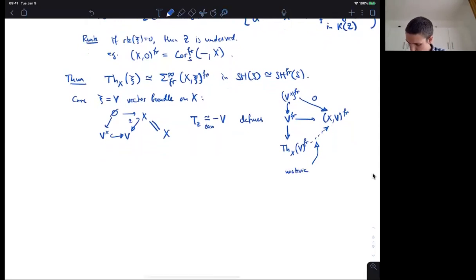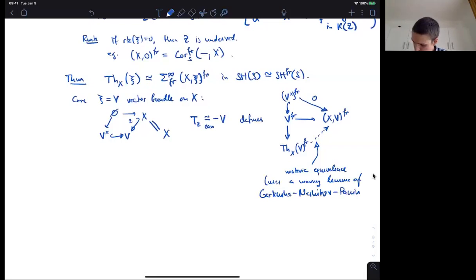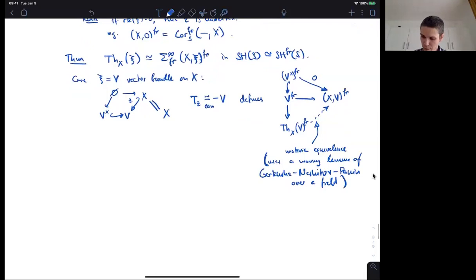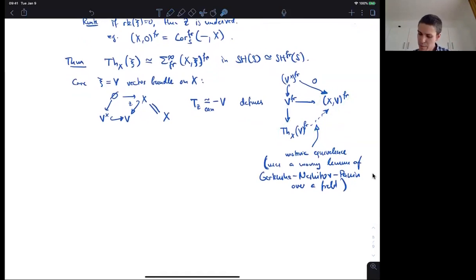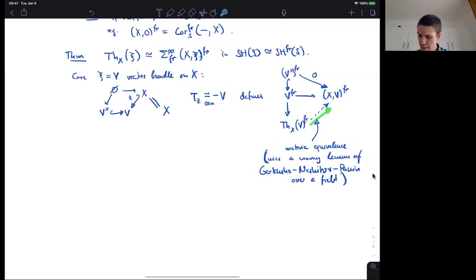So this is now a motivic equivalence. And the proof of this uses a moving lemma of Garkusha, Neshitov, and Panin, which is over fields. But this is a kind of statement that can be reduced to the case of a field. We're trying to show a motivic equivalence over any base S, but it turns out you can reduce to the case of a base field, and then over the base field, you can even reduce to the case of an infinite base field. And in the case of an infinite base field, you use this moving lemma, which shows that this is a motivic equivalence.